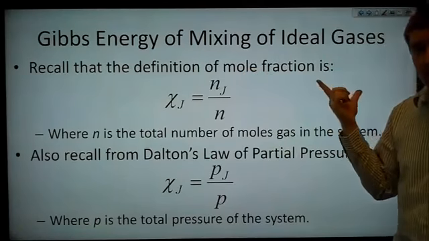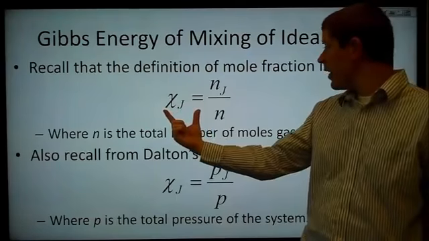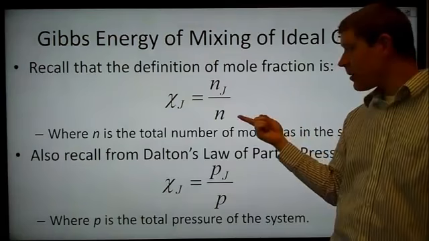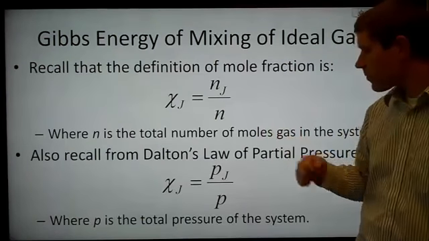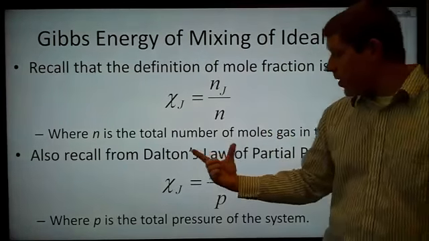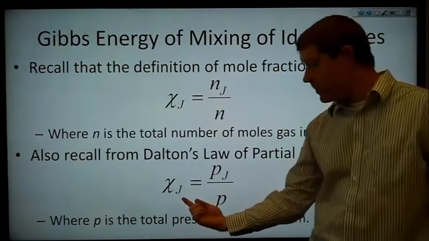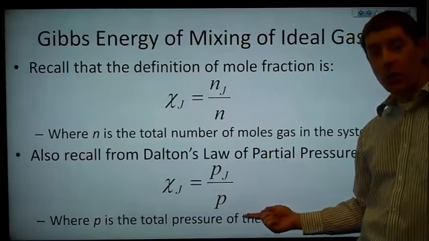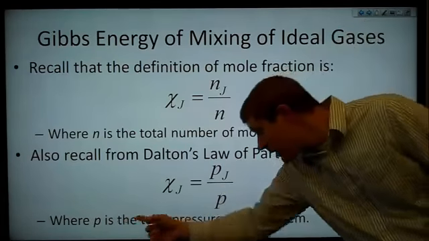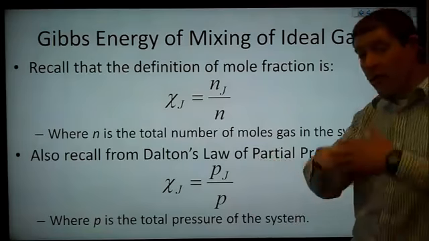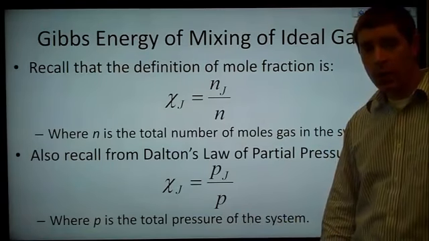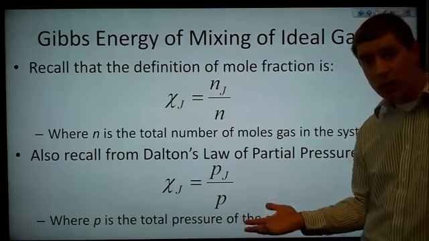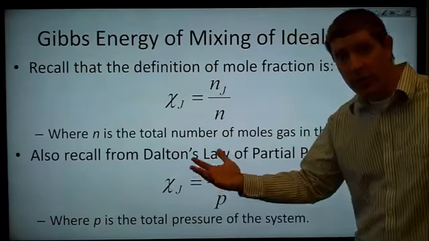And also recall from Gen Chem that the definition of the mole fraction, chi for some component J, is the number of moles of J divided by the total number of moles. And also recall from Dalton's law of partial pressures that that same value, chi J, can be found by taking the partial pressure of J divided by the total pressure. And so here P is the total pressure of the system, over however many components you have. If J is the only thing you have, then the partial pressure of J divided by the total pressure is 1, and the mole fraction is 1 because you have pure J.